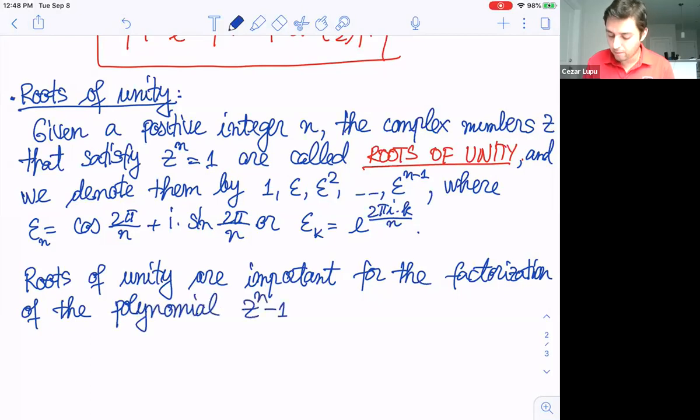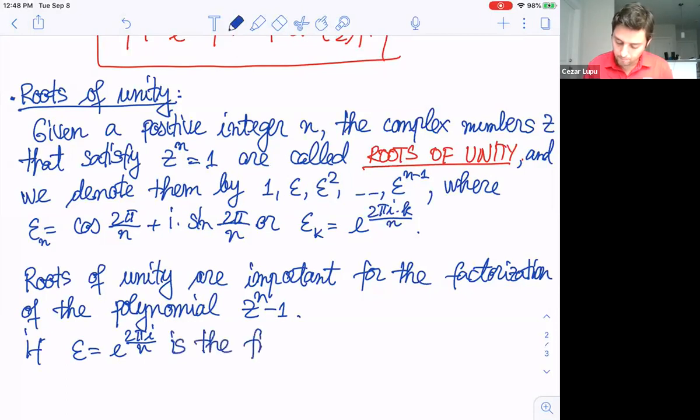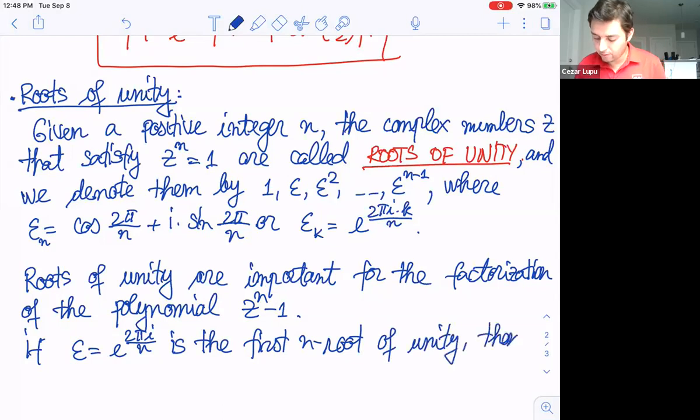z to the power n minus 1, right? And guess what? If we denote epsilon, like I said, this is e to the 2 pi i over n, right? Then guess what? It is the first n-th root of unity. Then we will have the following factorization.